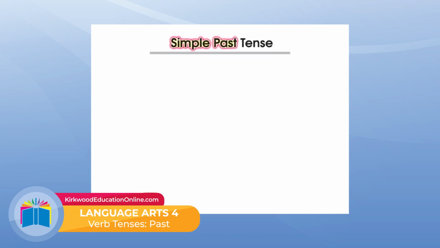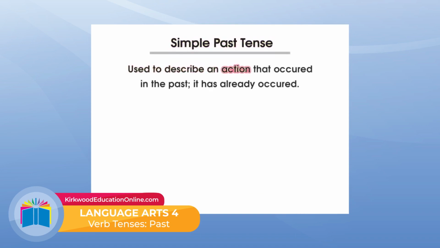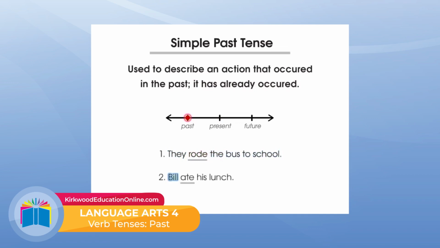Now, simple past tense is used to describe an action that occurred in the past. It has already occurred. It's not now, but in the past. The simple past tense is an action verb that indicates some action has occurred in the past. Look at sentence number 1. They rode the bus to school. Means that the event has already occurred. Or Bill ate his lunch. He's already eaten his lunch. Simple past tense.